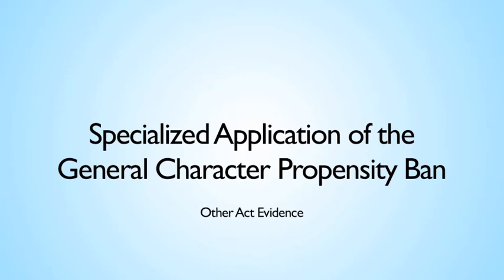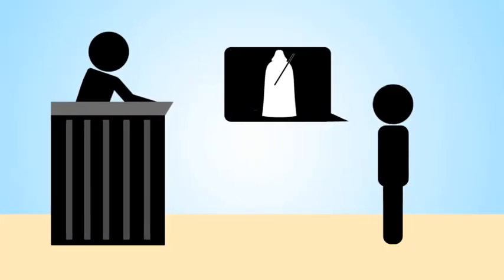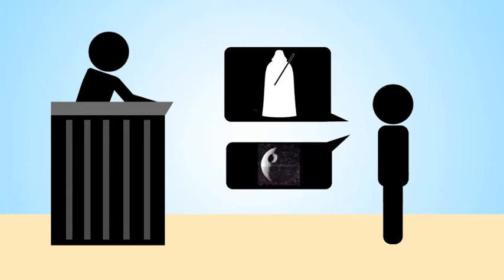Before we look at the exceptions to the general character propensity ban contained in Rule 404A, let's explore a specialized application of the ban, the rule forbidding the use of other act evidence to prove character propensity under Rule 404B. As noted in Module 12, under Rule 404A, a party may not introduce evidence of a person's character to show that the person acted in line with that character trait on a particular occasion.